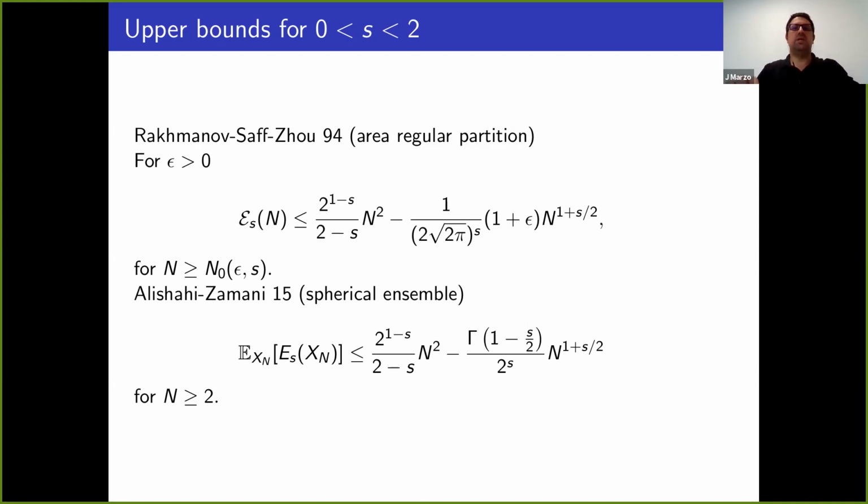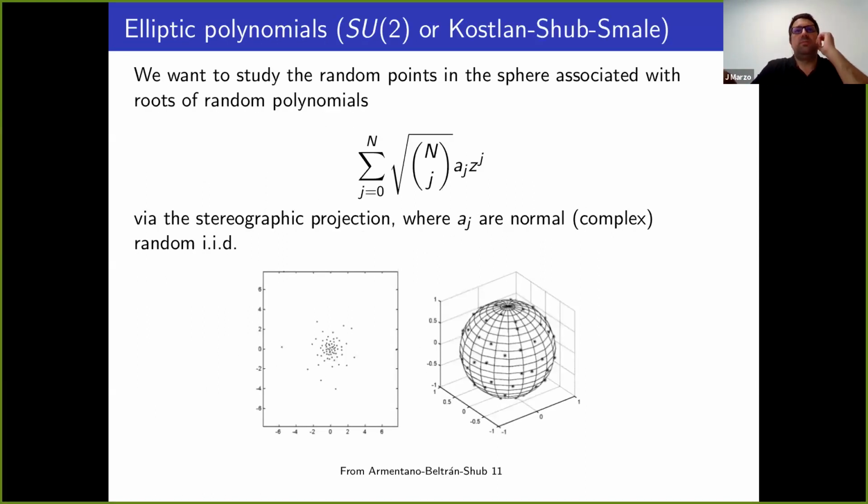I know I'm skipping a lot of things, but anyway, the point is, let's basically move to our last ingredient, which is elliptic polynomials. So now I'm going to try to say something about these things I've been mentioning in the case of zeros of elliptic polynomials. These elliptic polynomials are also known as SU(2) or Kostlan-Shub-Smale polynomials. But here you have the definition.